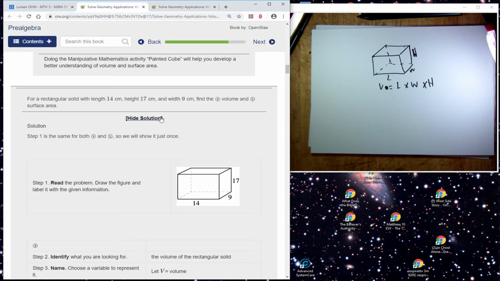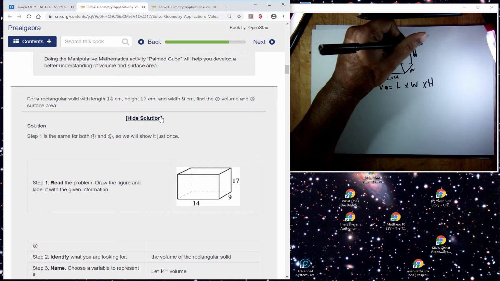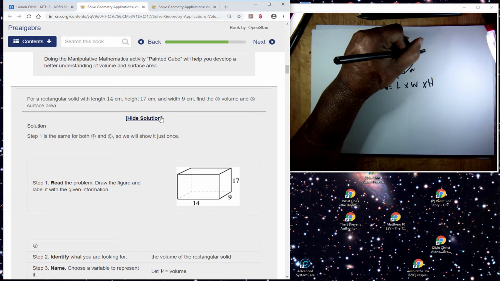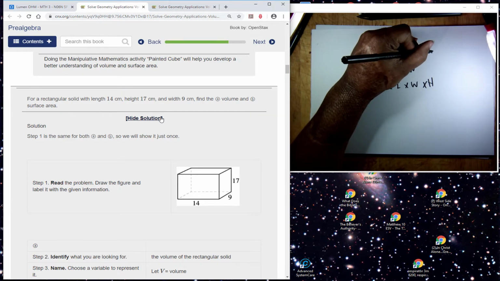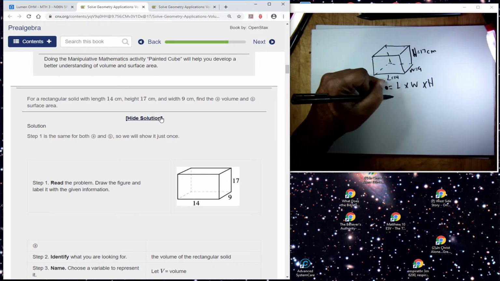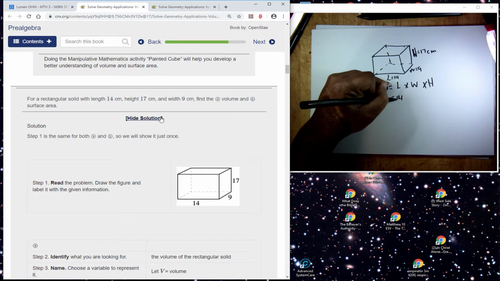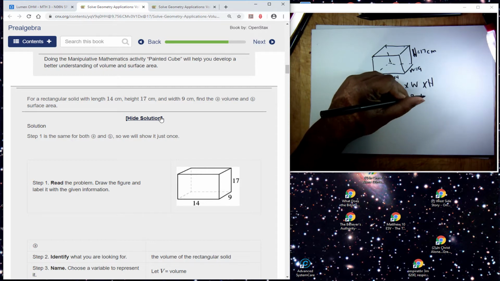So in this particular problem, we're given, find the volume. Okay, so for this one here, we're given the length is 14 and the height is 17 units of centimeters, and the width is 9. They want the volume here, so I multiply, and all the units are the same. So I have here 14 times 9 times 17.